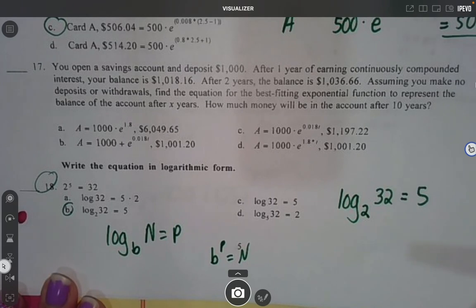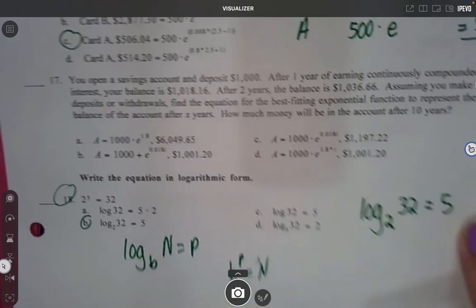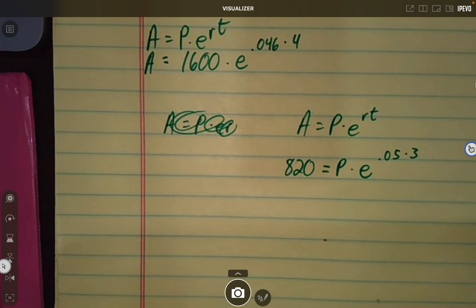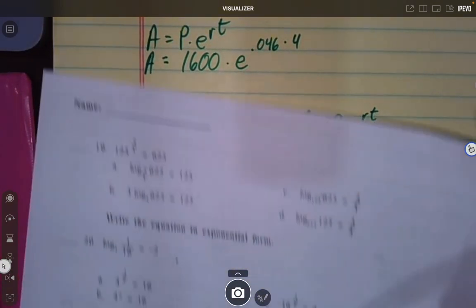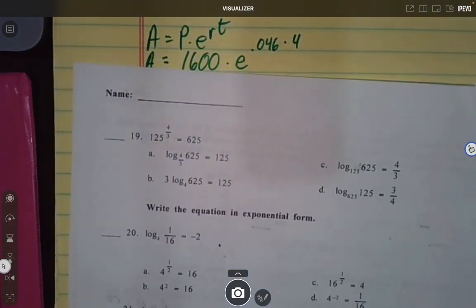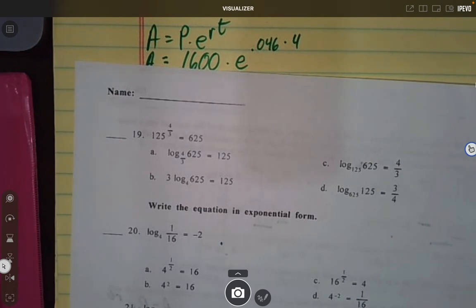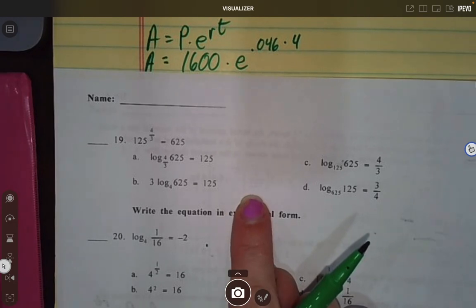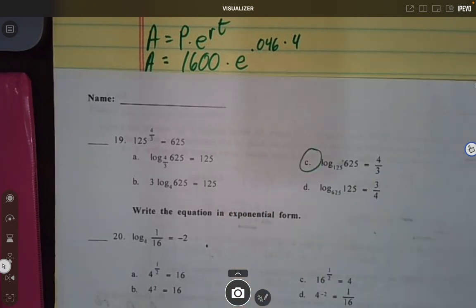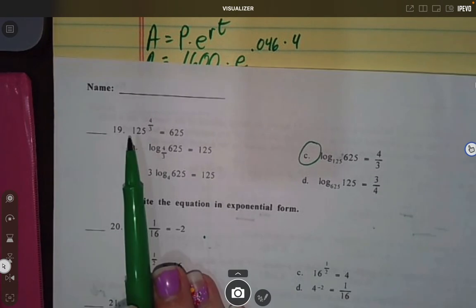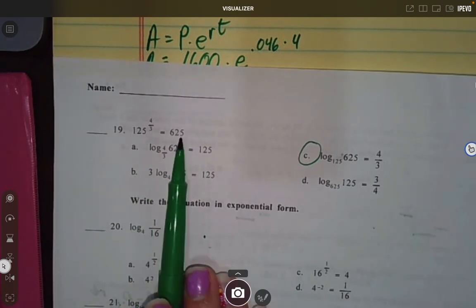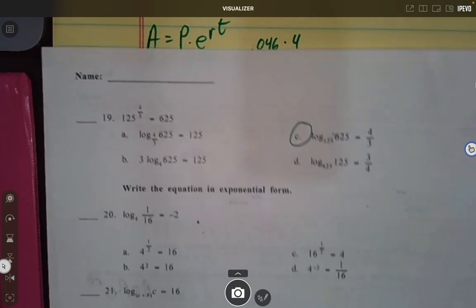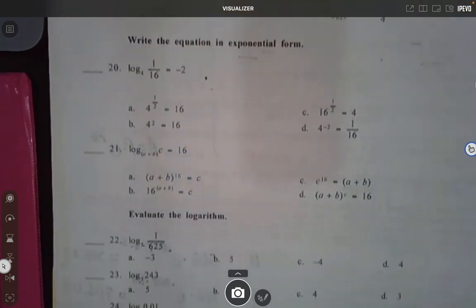Can I keep going? So number 19 would be... Let's see. Oh, hold on. It's 6. Number 19. I don't know if there's one like this on there. 19 is C, but I'm not seeing this one because it's just like 18. Okay? But it's C. Is everybody good with that? Log base 125 of your number equals your power. 19's not on there. It's just like 18, which is on there.